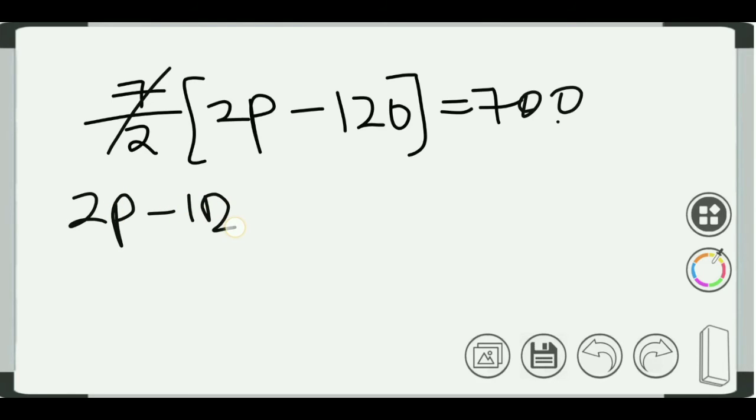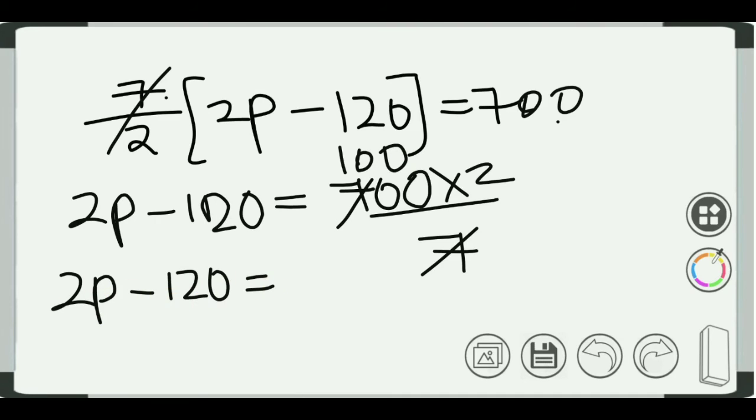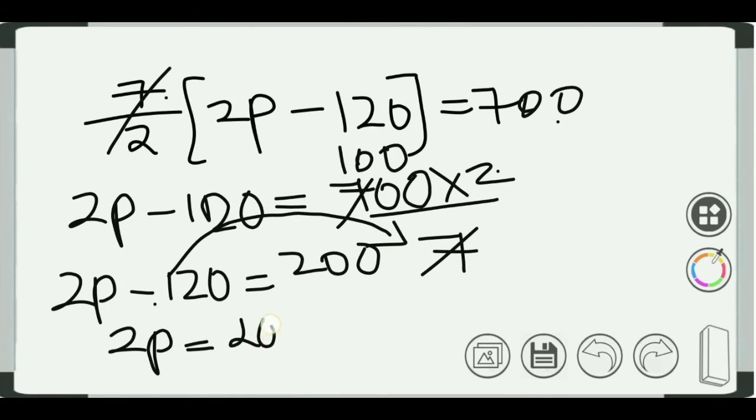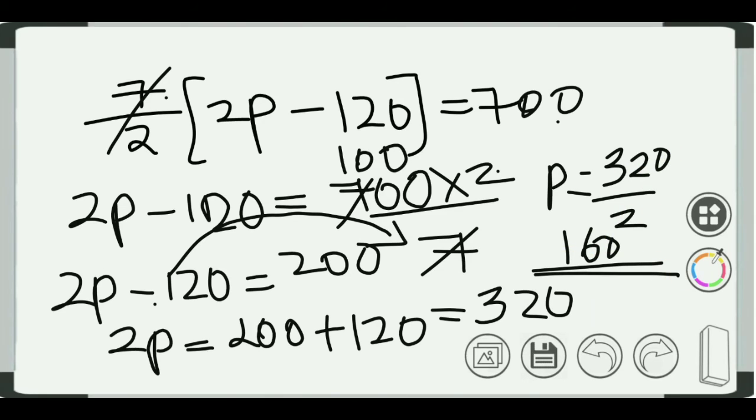2p minus 120 equal to 700 into 2 divided by 7, reciprocal. Okay. So 700s are 700. So 2p minus 120 is equal to 100 into 2, 200. Now I am taking this 120 this side. So minus 120 will be plus 120. 2p is equal to 200 plus 120 is equal to 320. So what is p? 320 divided by 2, which is equal to 160.